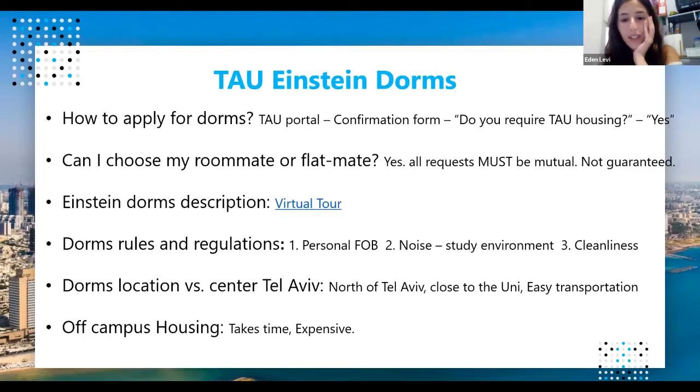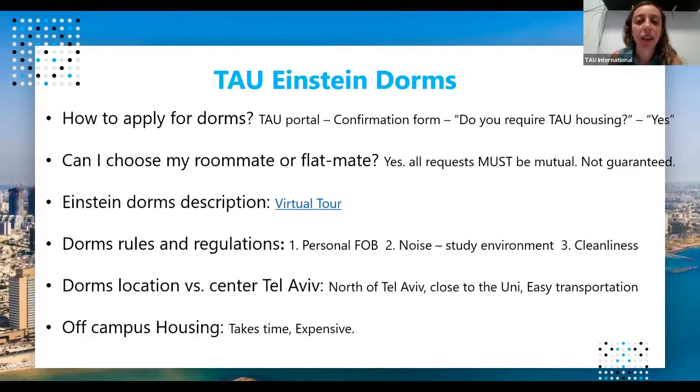Is it possible to extend my stay in the dorms by a week? Usually yes. You need to contact the housing coordinator, and she will be able to answer it, but most of the time there is no problem to extend your stay.